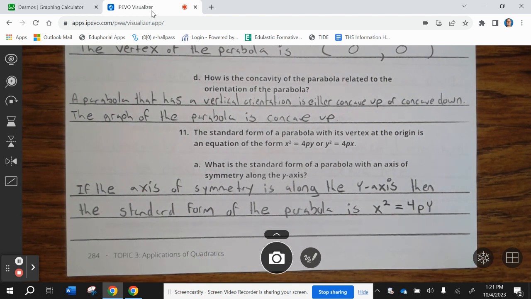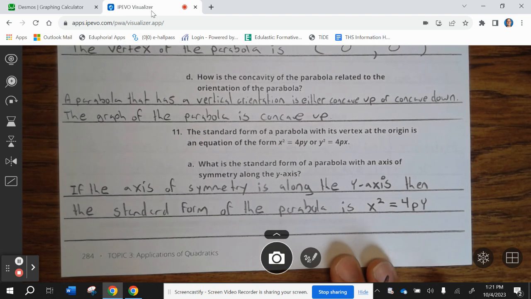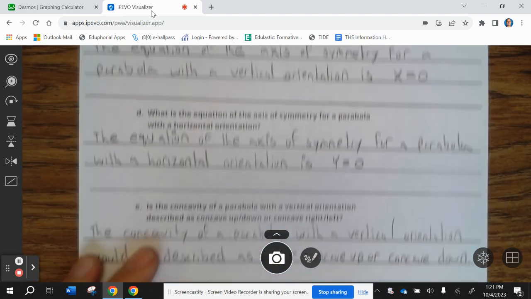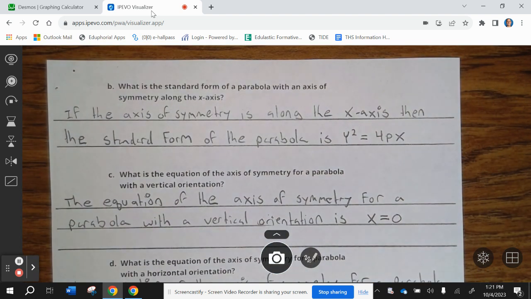The standard form of a parabola with the vertex at the origin is the equation of the form x squared equals 4py or y squared equals 4px. What is the standard form of the parabola with an axis of symmetry along the y-axis? If the axis of symmetry is along the y-axis, then the standard form of the parabola is x squared equals 4py. What is the standard form of a parabola with an axis of symmetry along the x-axis? If the axis of symmetry is along the x-axis, then the standard form of the parabola is y squared equals 4px.